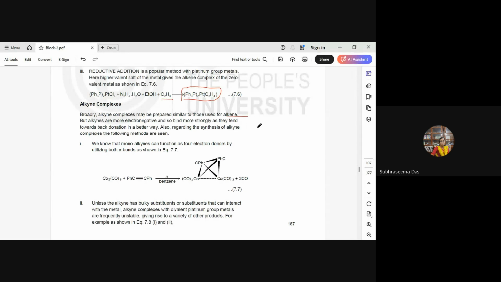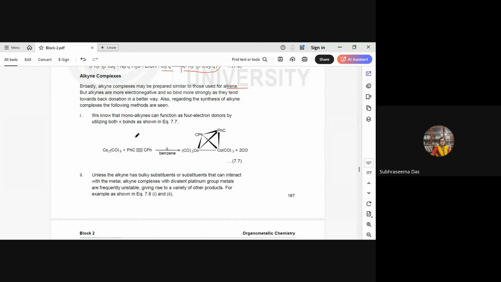But alkynes are more electronegative and they bind more strongly because of the possibility of back donation in a better way. Also, regarding the synthesis, one of the common methods is that monoalkynes can function as 4 electron donors by utilizing both pi bonds, as shown in equation 7.7. So for this complex, they can utilize the pi bonds.